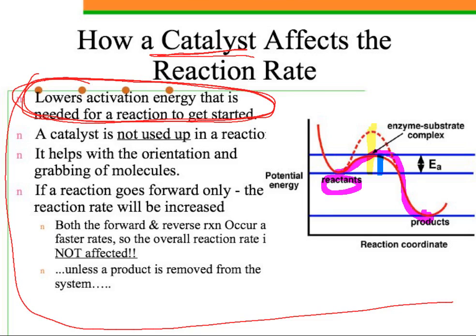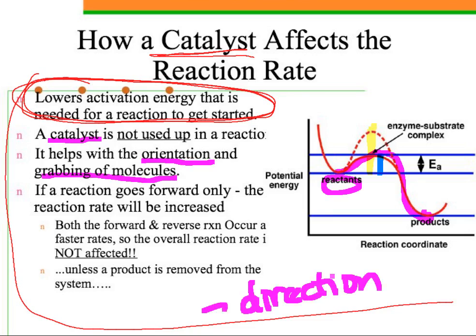Some facts about catalysts, just a reminder from biology. Catalysts are not used up in chemical reactions. What they do is they help with the orientation or grabbing of molecules. So they'll really affect the direction in order to make the reaction go faster and use less energy in the process.